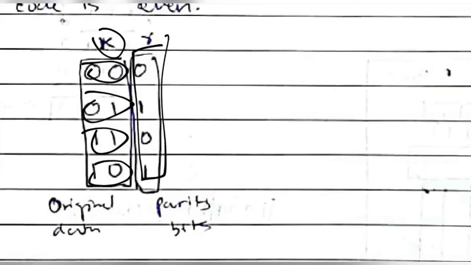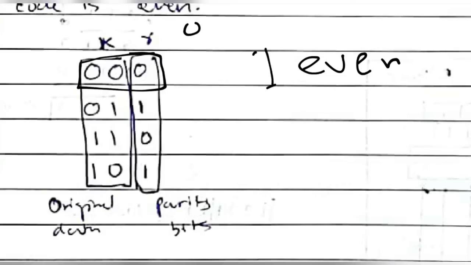How will we add 0 or 1? See here, the total number of ones should be even. In the first case, the total number of ones is even because it's 0. In this case, it's 0 1, so we have to add another 1 to make the total number of ones even. So we have added here 1.